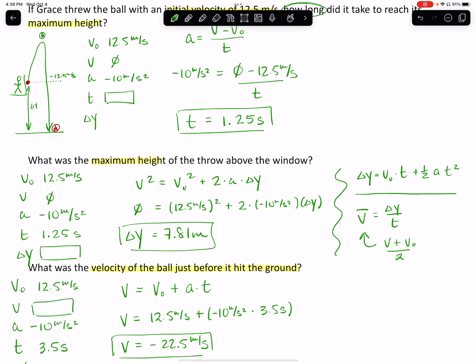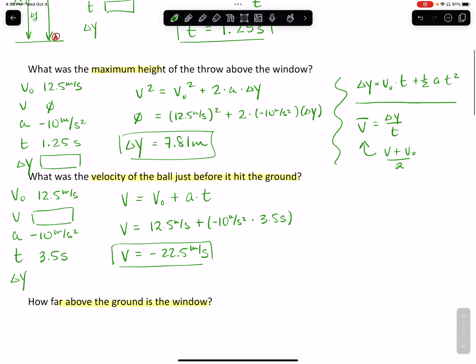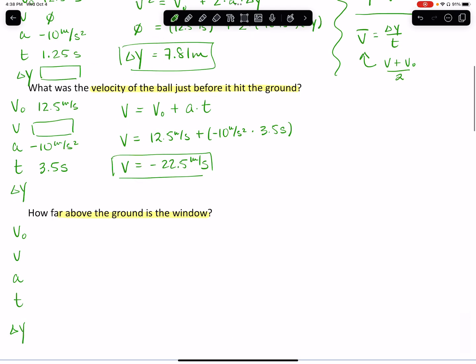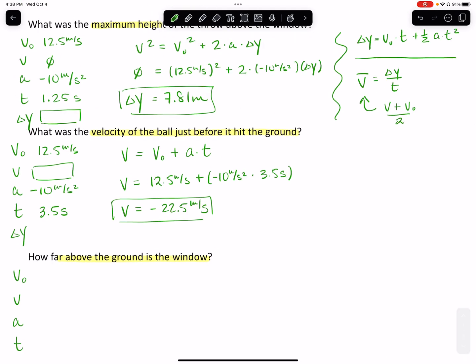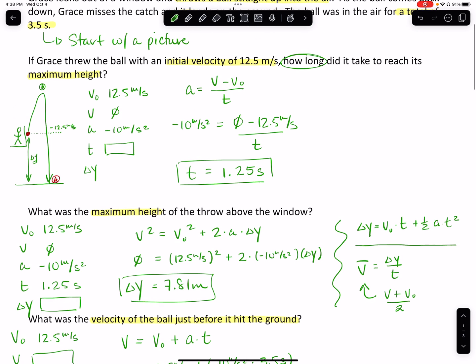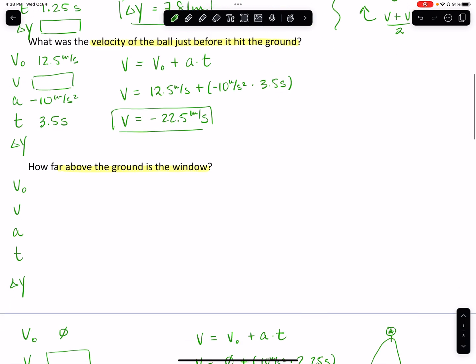All right, so this is the delta y that we are interested in. Let's list our variables: initial velocity, final velocity, acceleration, time, change in position. Again, there are a couple different ways to do this. You can look at it in terms of the initial at the very beginning all the way to the end. So that's what I'm going to do first.